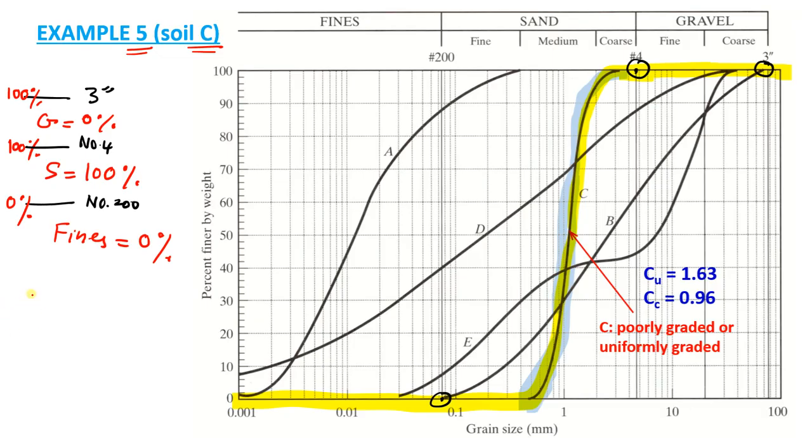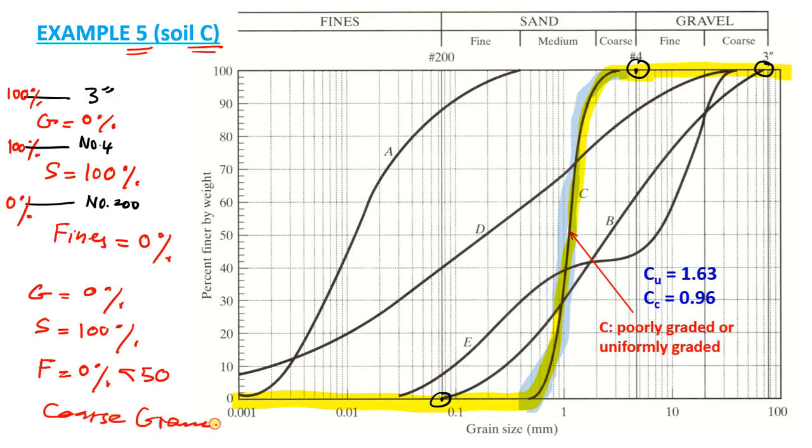So the gravels are 0%, there is no gravel in it, it's pure sand, 100% sand. And fines is 0%, they are less than 50, so it is coarse grained soil. The fines are less than 5%. We don't need liquid limit, plastic limit. This is a non-plastic soil, means we cannot perform liquid limit, plastic limit. Even if you take this soil and you want to do this test, you will not get any results.